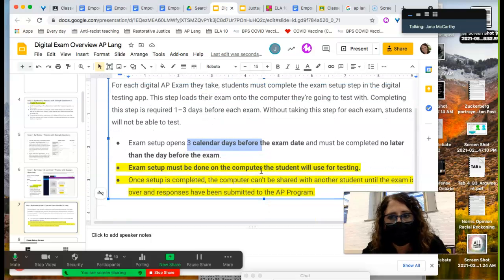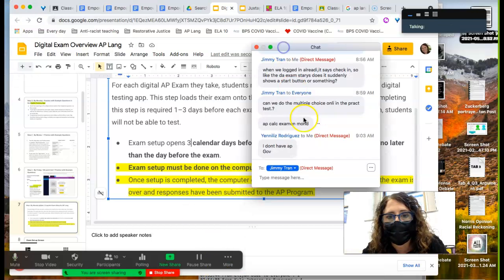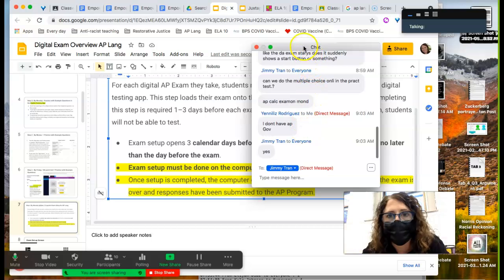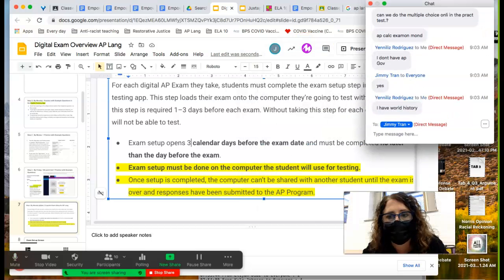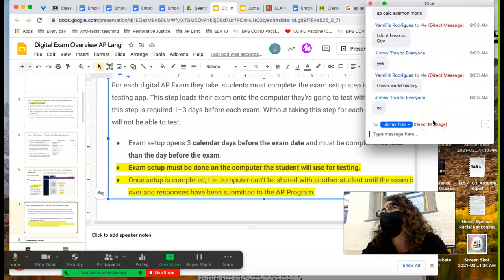AP Gov students, can you please listen to me right now? Who are my AP Gov students here? Jimmy, Aneka, anybody else? Did Miss Sajida tell you to do this? The exam setup? Did she tell you to do it yesterday? You did it yesterday, right, Jimmy? Say yes or no. Did you? Okay. Did you do it yesterday?